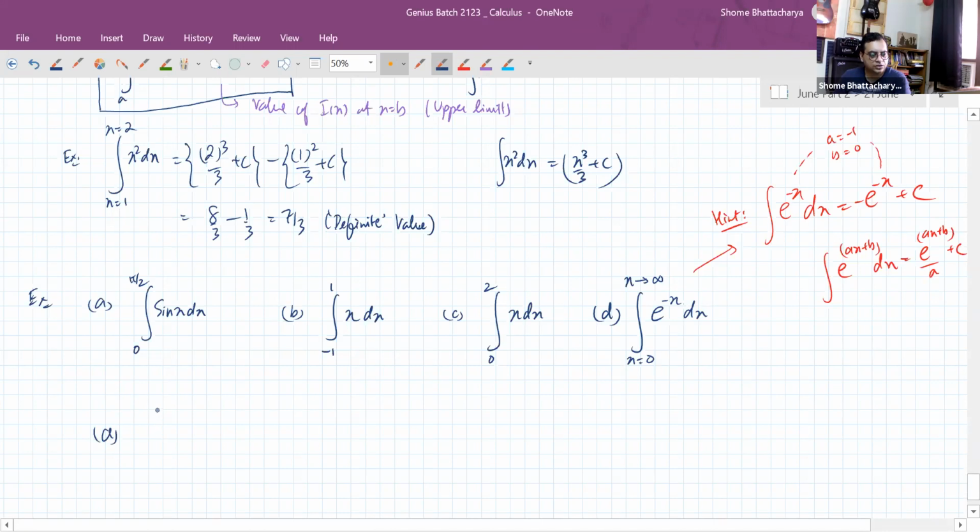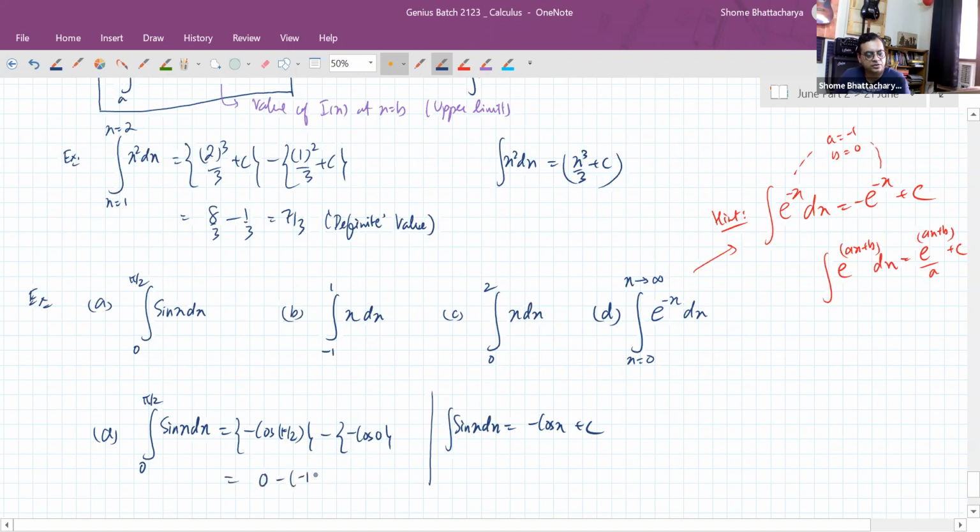Now systematically, let's do each of these. So we know that indefinite integration of sin x is minus cos x. So this will become minus cos pi by 2 at the upper limit. And while writing the limits, you can just leave out the constant of integration. Minus of minus cos 0. So it is 0 minus of minus 1. So that's why it becomes 1.